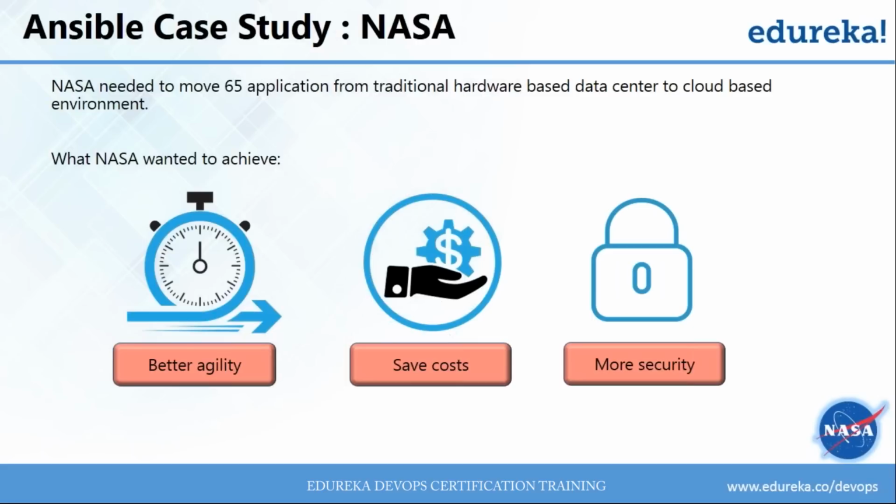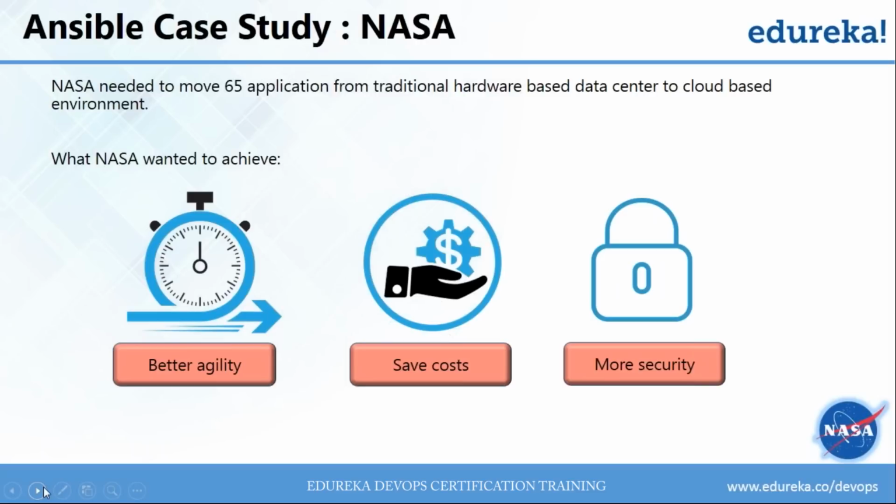So they just cannot always rely on the hardware to store all these confidential files. They needed more security because if at any time the hardware fails, they cannot afford to lose that data. And that is why they wanted to move all their 65 applications from a hardware environment to a cloud-based environment.